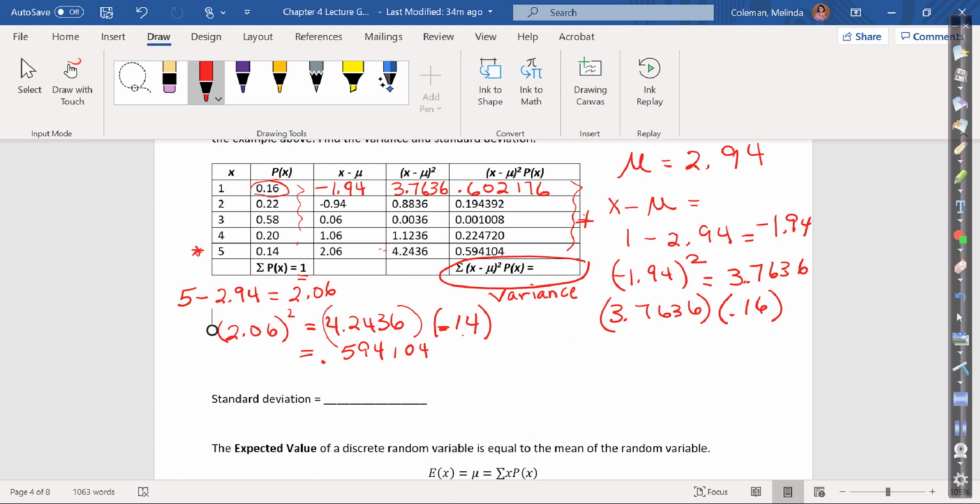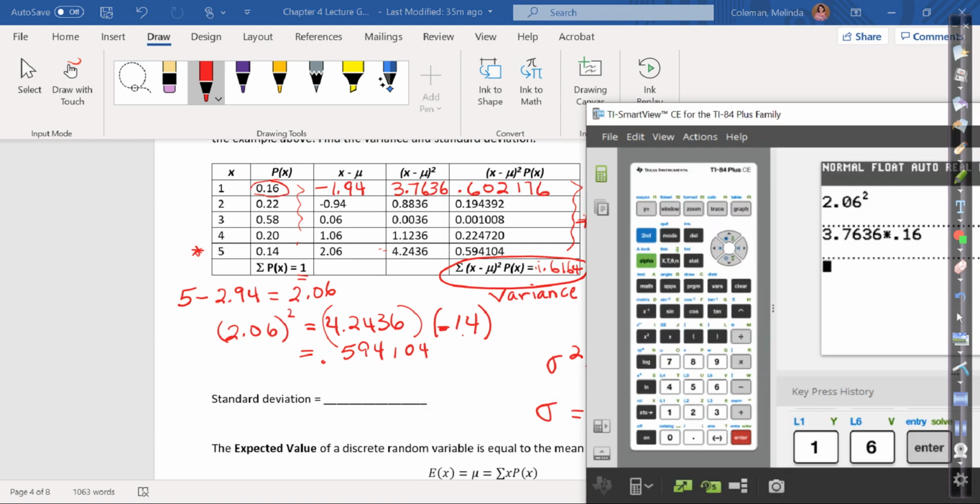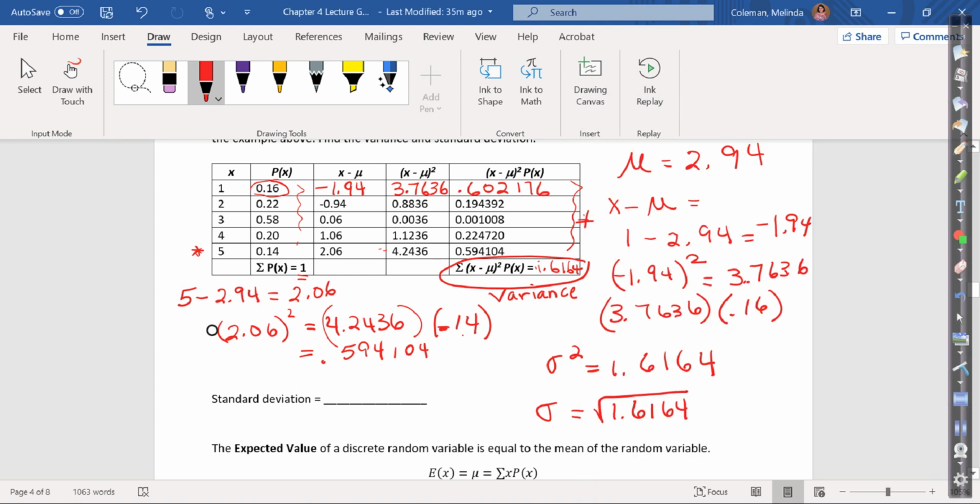So in this case, when I add those up, I get 1.6164. So variance is equal to 1.6164, meaning the square root of that, or the standard deviation, is the square root of 1.6164. Again, on your calculator, just to refresh your memory on how to find all the buttons.